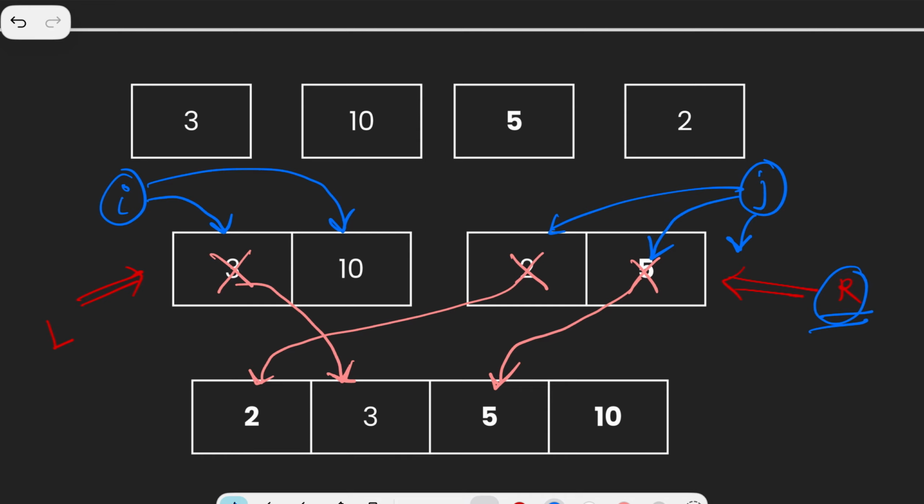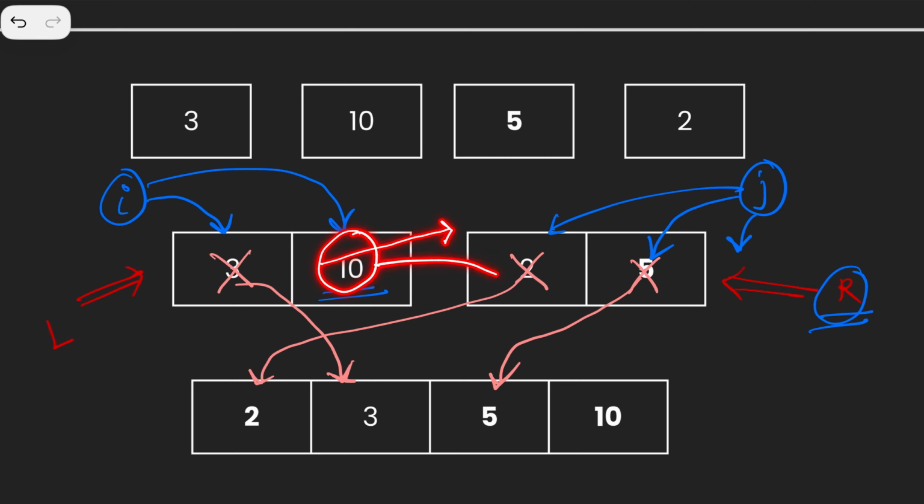That means the only array that we have is the L array, right? So all the elements remaining in the L array are already sorted, we know that. So we are just going to copy all the elements from the L array and put them into our resulting array. Here the only element left out is 10. So we are just going to take it and put it in the last position.